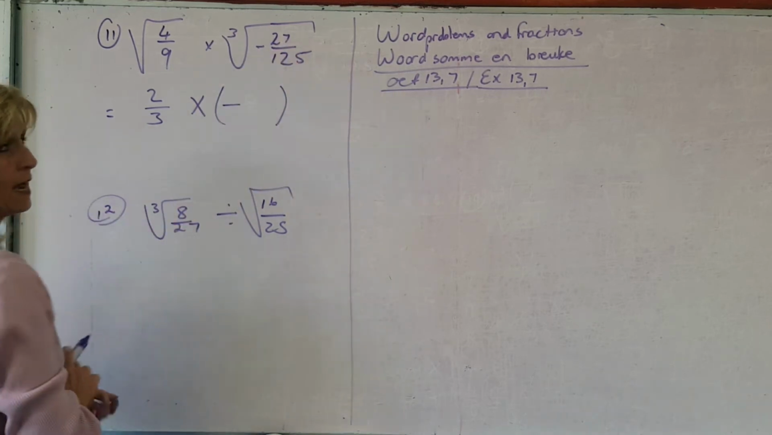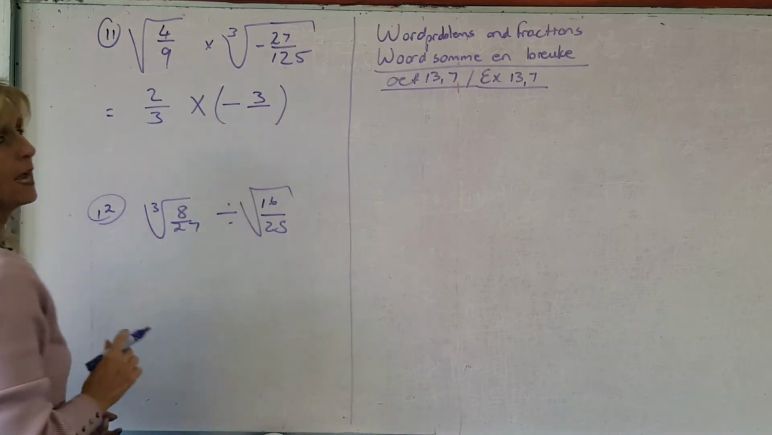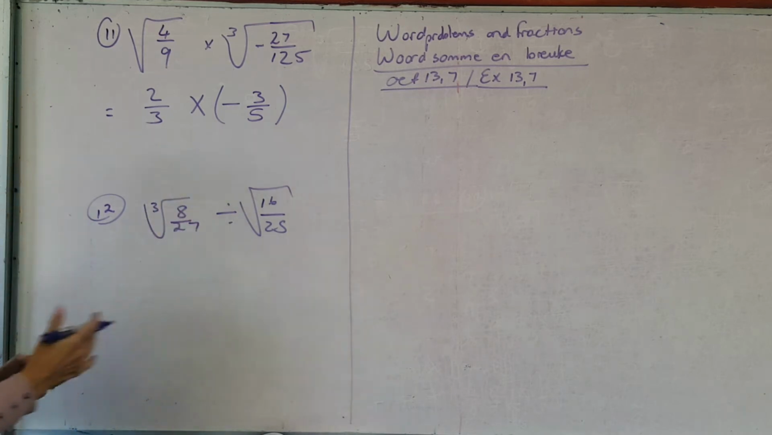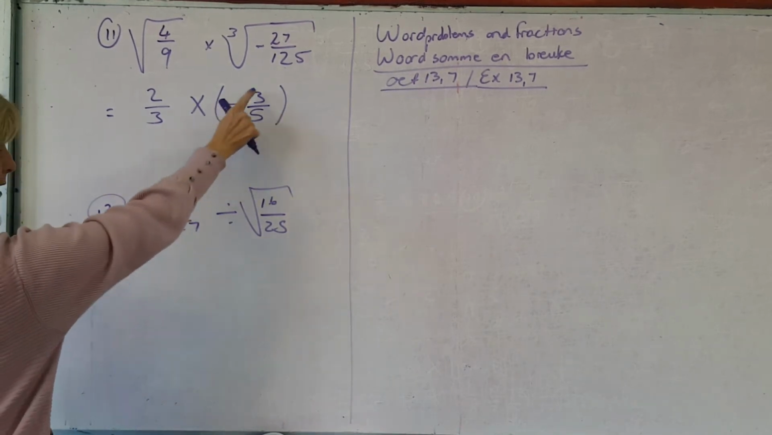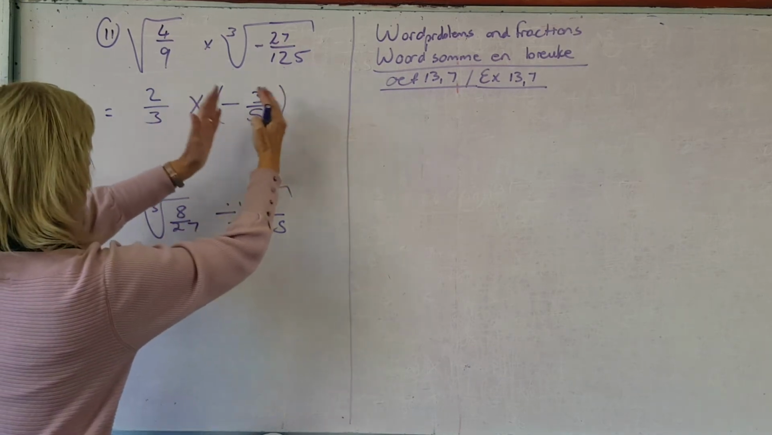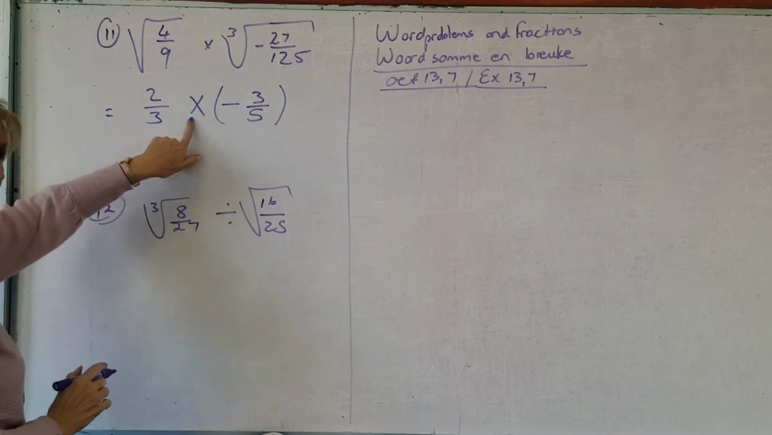Daarom gaan ons sê derde makswortel van 27 wat jy moet ken as 3. You must know it. And you must know that 125 cube rooted is 5. You know that. Now when I times, I can cancel out. Because this plus is part of this one, of the minus. You're not cancelling out over a plus, it's multiplication.